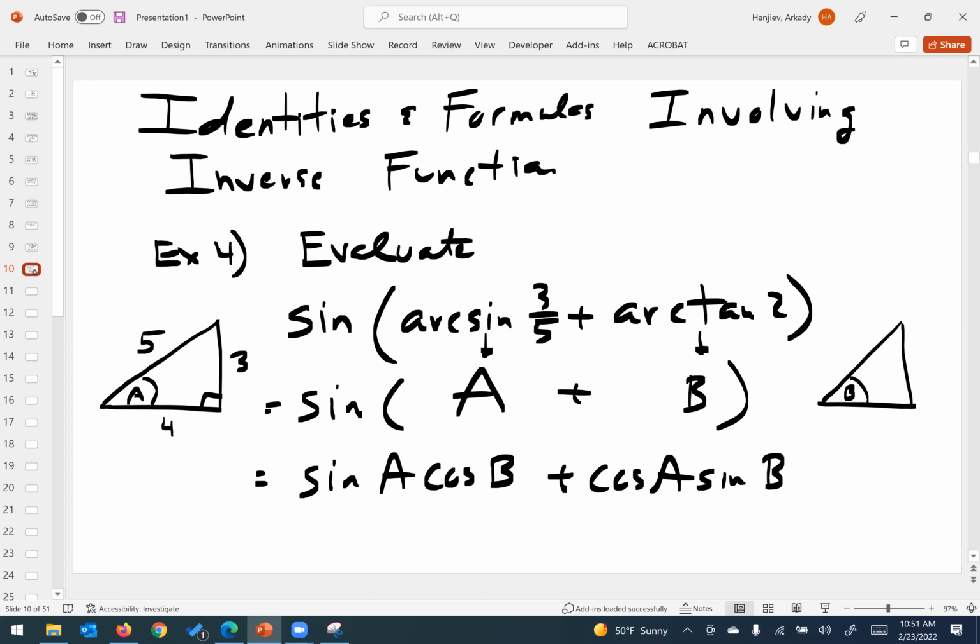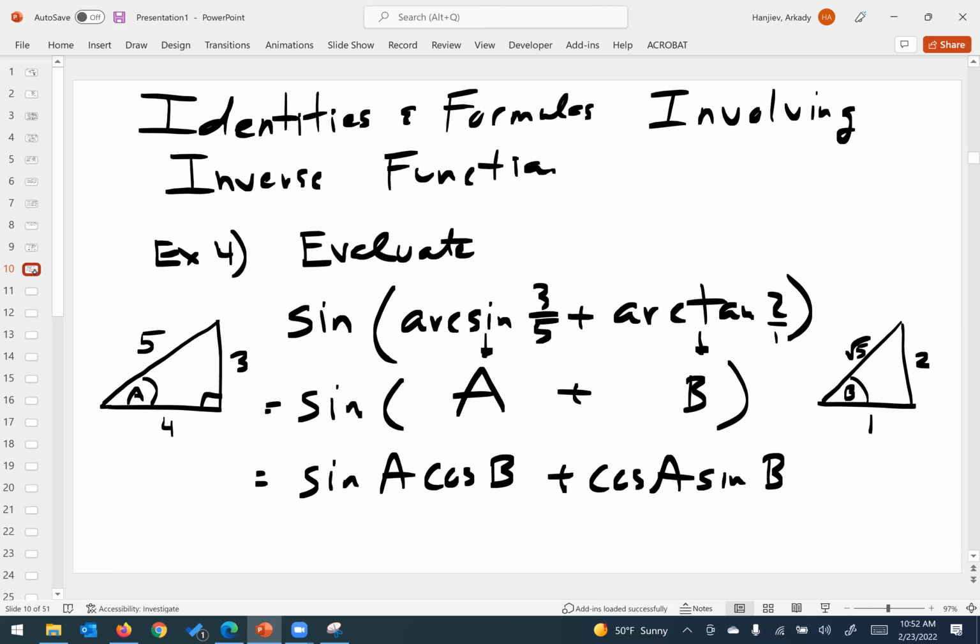So I'm going to go opposite over adjacent, because I can write 2 as 2 over 1. And what would be the hypotenuse here? Square root of 5. Cool. Okay, do I have all I need now?